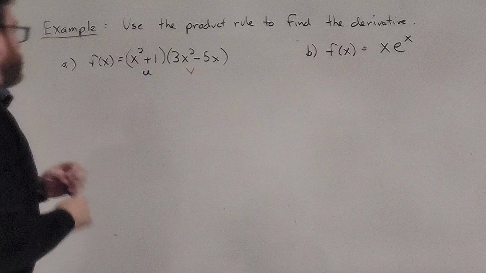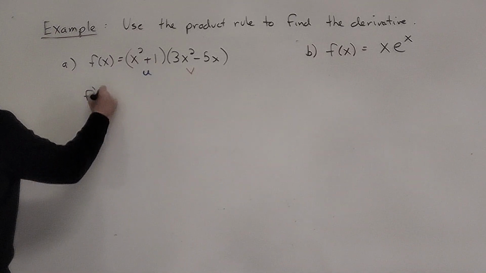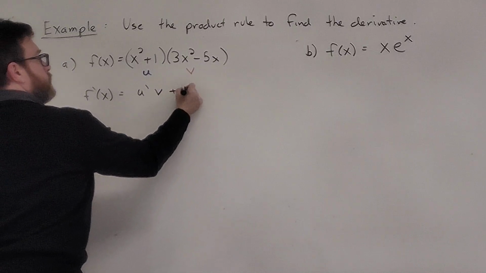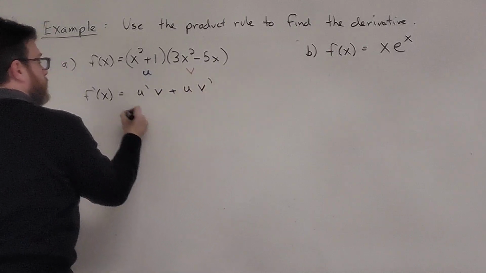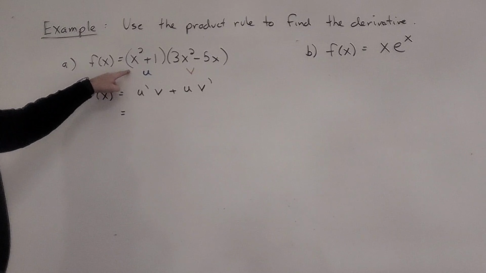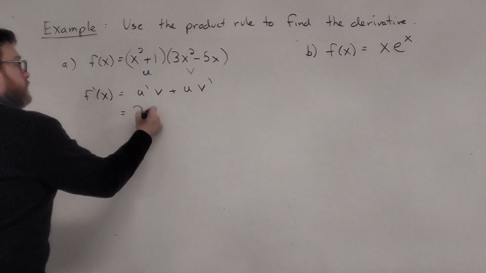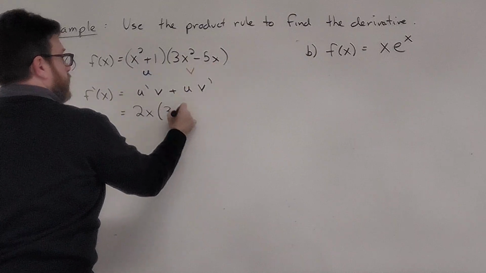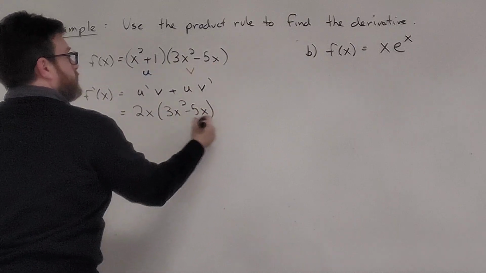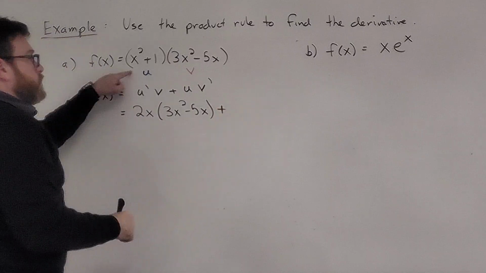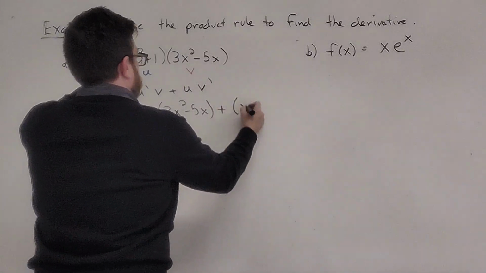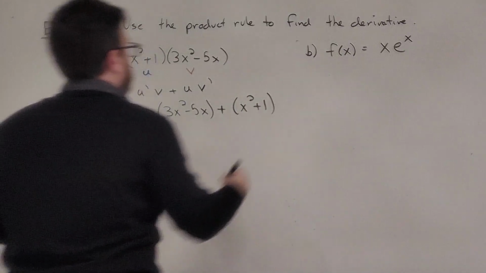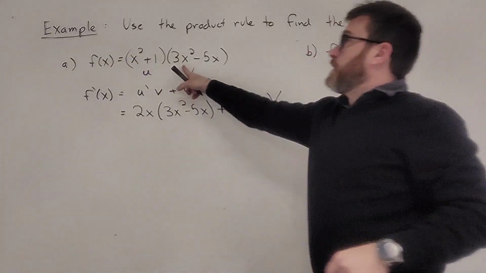So I know that its derivative, or I can say f prime of x, is going to be the derivative of the first times the second plus the first times the derivative of the second. So the derivative of x squared plus 1 is going to be 2x, because the derivative of 1 is 0, times the second, which is 3x squared minus 5x, plus the first, which is x squared plus 1, times the derivative of the second, which is going to be 6x minus 5.